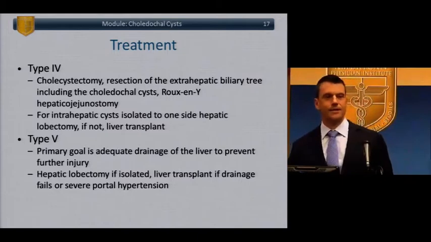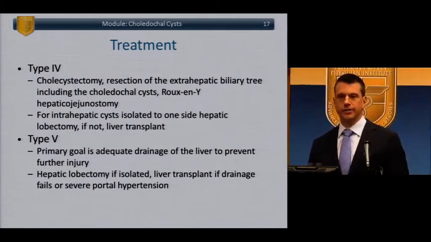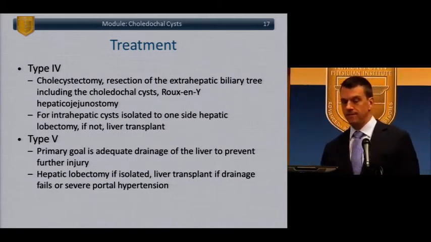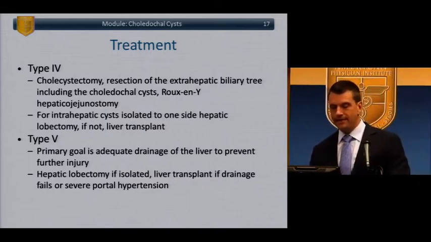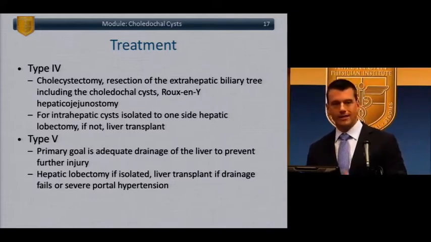Type 5, the biggest problem here, surgically, the goal needs to be just achieving drainage of the biliary system, whether this is through surgery or through percutaneous tubes, or both are possible. If it's isolated to one side of the liver, a lobectomy is sufficient. If it's on both sides, or there's severe hypertension, or once they get to the point of liver failure, transplant is the only solution here.